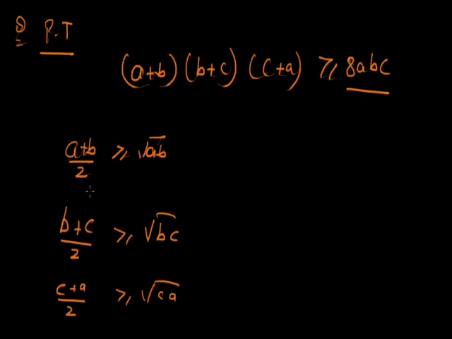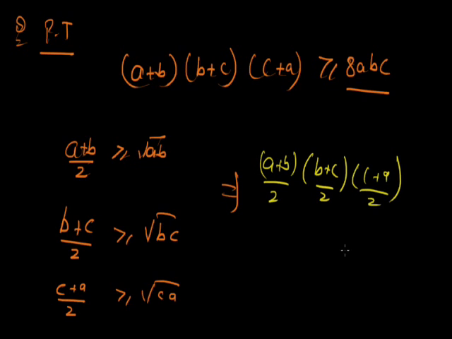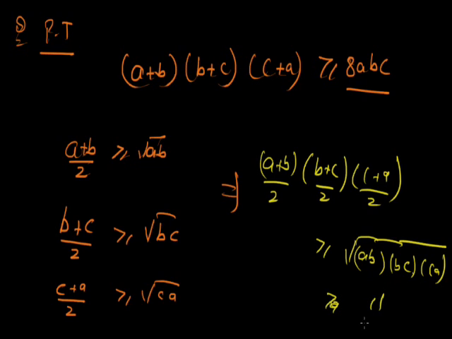Now if we multiply all these quantities, all the quantities on the LHS and all the quantities on the RHS, it gives me (a plus b) by 2 into (b plus c) by 2 into (c plus a) by 2 is greater than or equal to the square root of ab into bc into ca. Right. Now ab, bc, ca means a square, b square and c square, under the root, so that is greater than or equal to abc. This quantity is equal to abc.